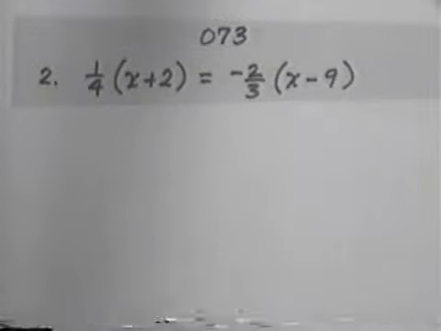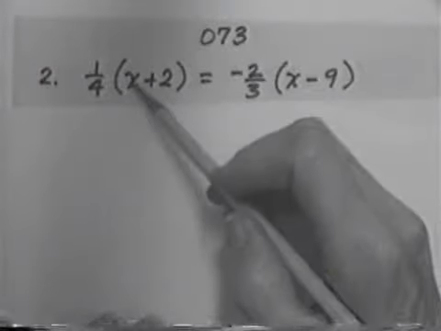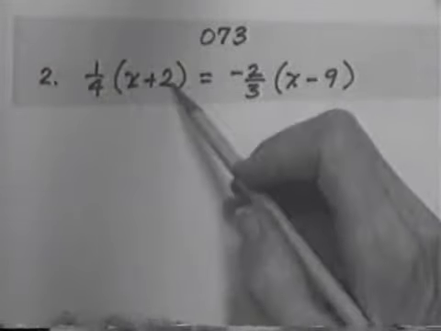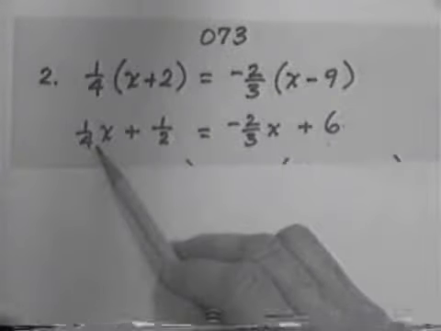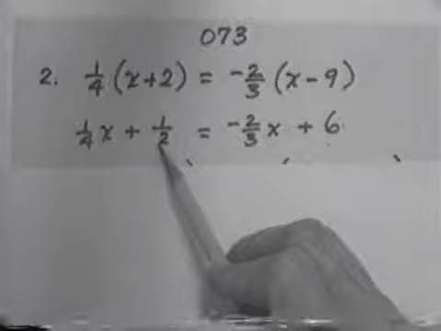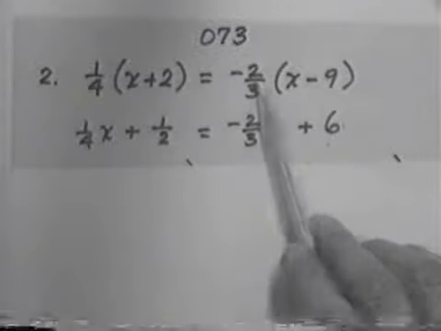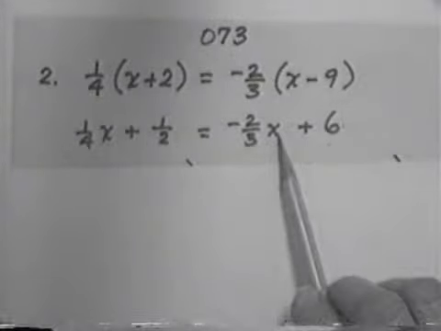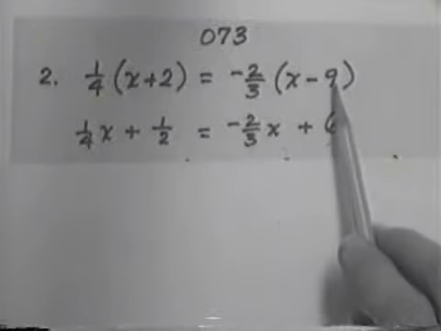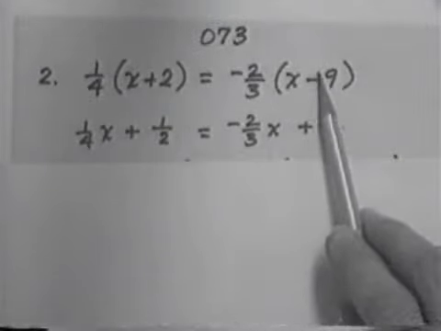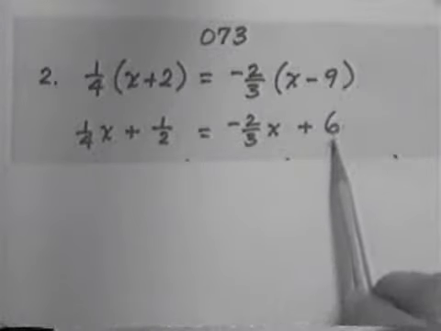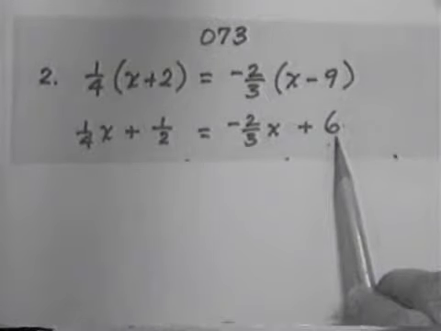We multiply 1/4 times the x plus 2 to get 1/4 x plus 1/4 of 2 is 2/4, which reduces to 1/2. So we have 1/4 x plus 1/2. And on the right, negative 2/3 times x is negative 2/3 x. Negative 2/3 times negative 9, because this is as if it's plus negative 9, is plus 6.